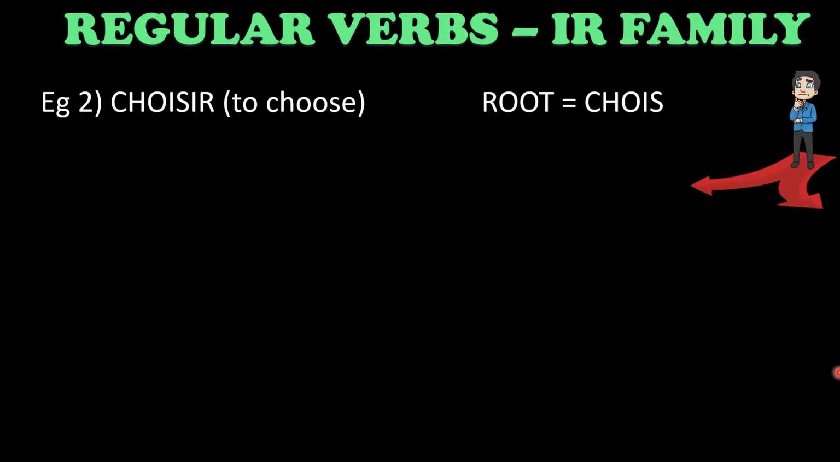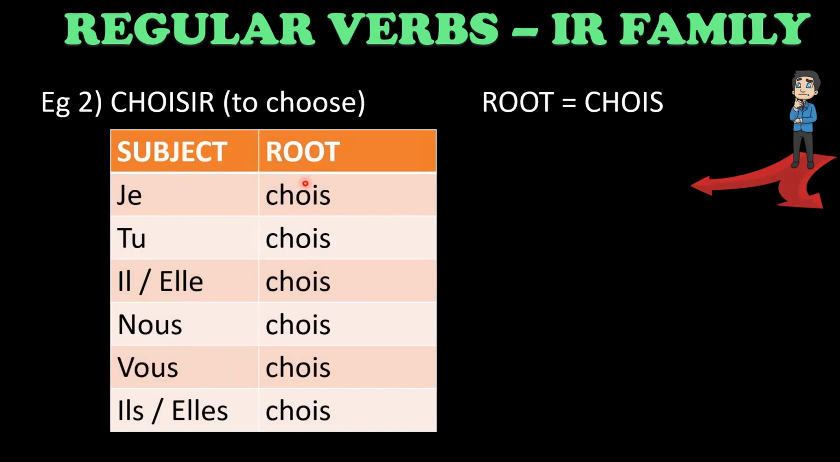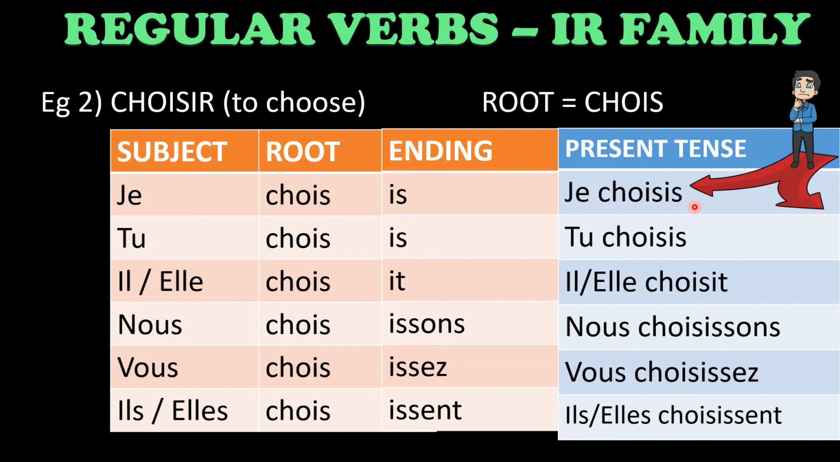Let's look at the second example, which is choisir, to choose or to select. The root is chois. You get that by cancelling the IR. The same way, write the subject. The root is the same for all the persons, and then you add the special IR family endings, and then you add it up to get je choisis, tu choisis, il choisit, elle choisit, nous choisissons, vous choisissez, ils choisissent, elles choisissent. You have to stop before the ENT because the ENT is completely silent. So I choose, I am choosing, you choose, you are choosing, and so on.